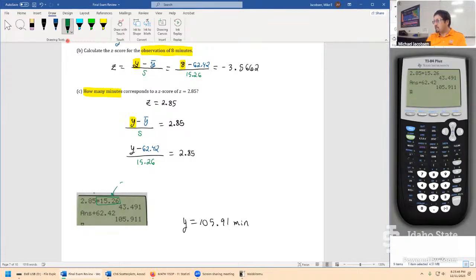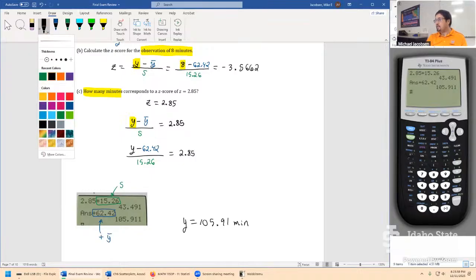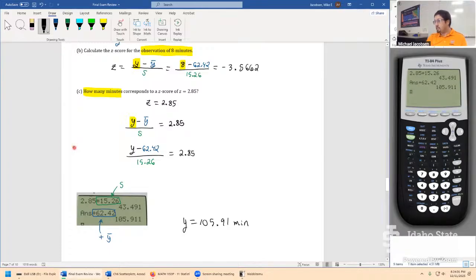Multiply by s. So do that multiplication there. The next step is add y bar, and the value that's given right here was just the value of z that they provided at the start of the problem.